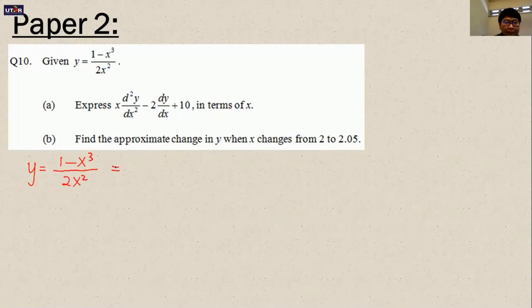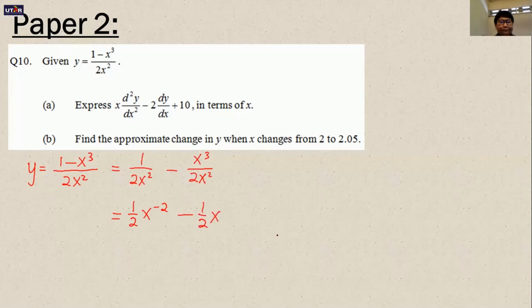Okay? You can separate into 2 terms. You have 1 over 2x squared minus, right? So if you simplify it, you are going to have 1 over 2x power negative 2, then minus x power 3 cancel with x squared. You actually have x over 2. So it's 1 over 2 x, right? So when you find your dy dx, then it will be much easier, right?